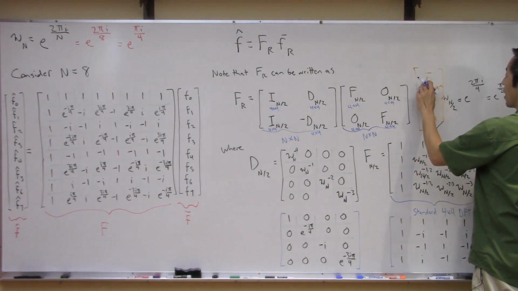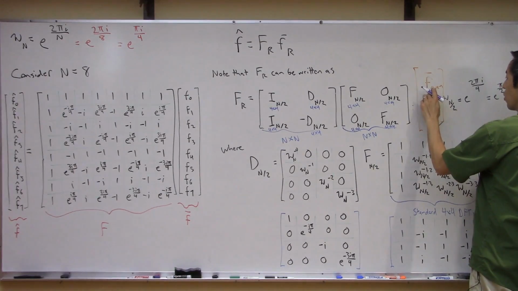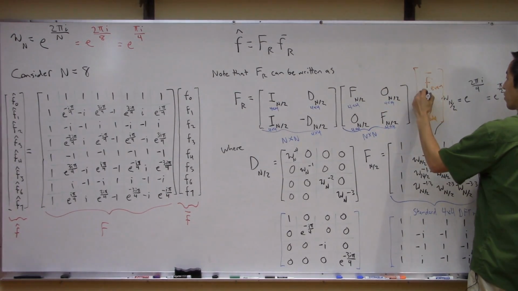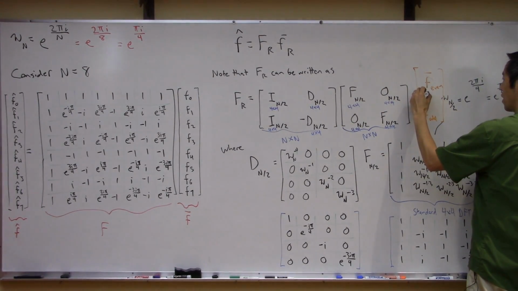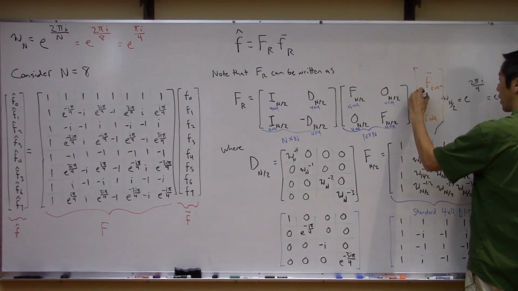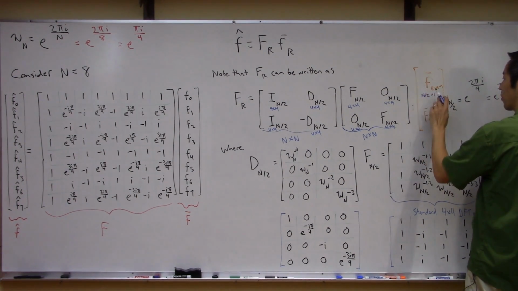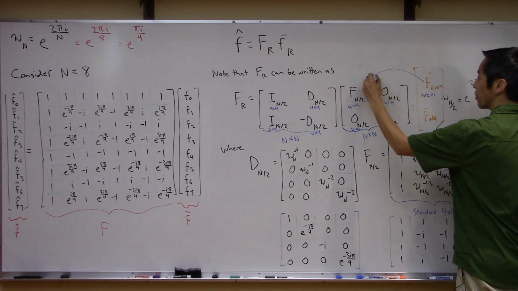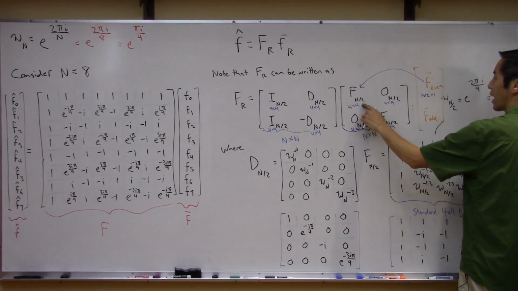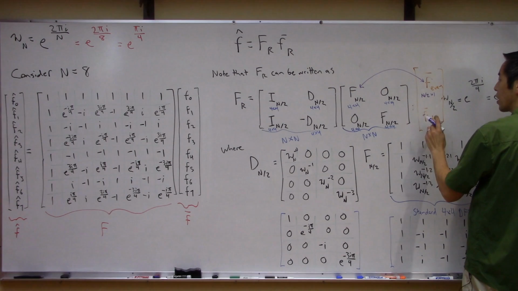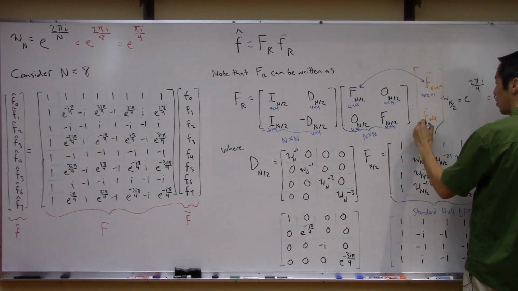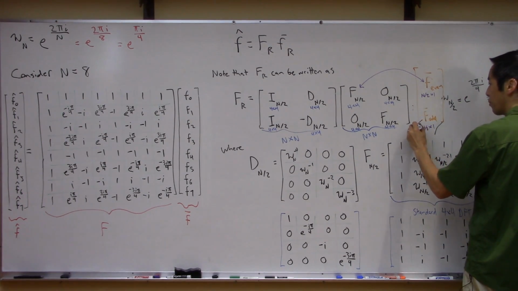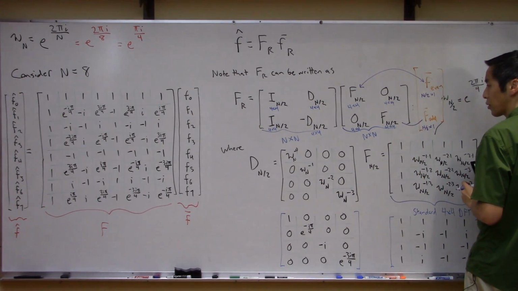You're going to have to multiply this even. You can think of it, in our case, as an n over 2 by 1 vector. This is going to be multiplied by an n over 2 by n over 2 matrix. And similarly, this one down here is also an n over 2 by 1 vector, and that's going to have to be multiplied by an n by n matrix.